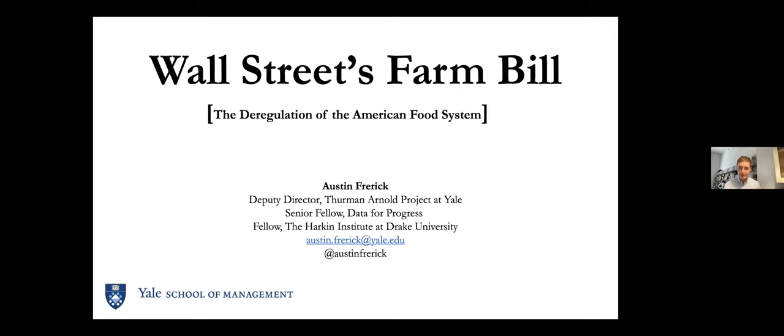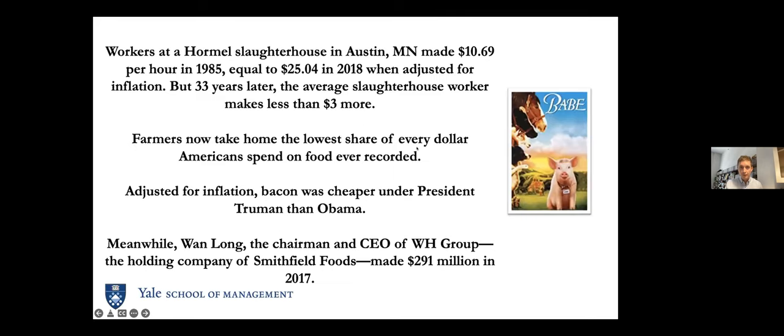And it's part of this bigger deregulation era we're living in right now. And I think hogs best capture that. We see workers in slaughterhouses making less than they used to. We see farmers getting the lowest share of every dollar we spend in the store ever recorded. Bacon was cheaper under Truman than Obama. So we're not even saving money when we shortchange farmers and workers. And then we see CEO pay, with the current CEO of the company that owns Smithfield making $291 million a year. So what we've seen in the food system, as hogs show us, is power concentrated into the hands of fewer and fewer people.